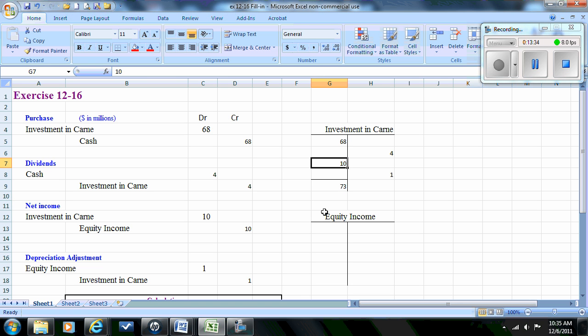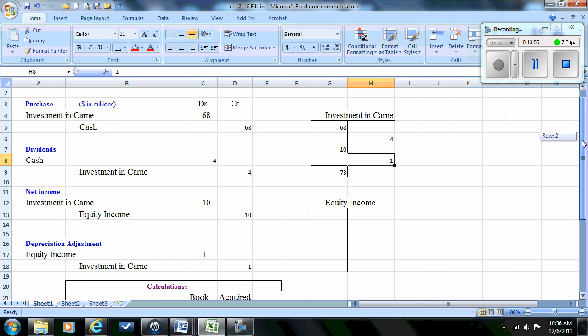So net income increases the value of the investment. Dividends reduce it. And we have to make any adjustment for the difference between the fair value and book value of depreciable assets. The investment account is a balance sheet account. It is a permanent account. The equity income account is a temporary account. It will be closed out at the end of the year.